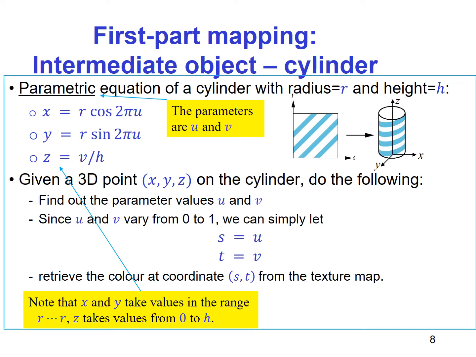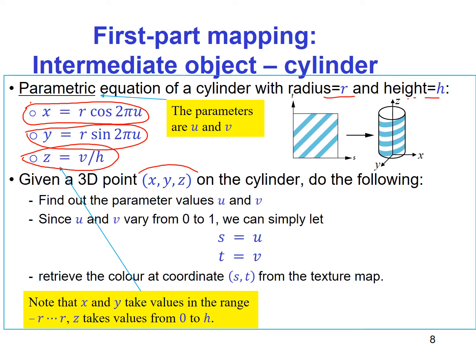This slide shows an implementation of the first part mapping. So we have a parametric equation of a cylinder with radius r and height h. The x, y, z can be written in terms of the uv parameters as follows. x is equal to r cos 2πu, y is also a function of u, r sin 2πu, and z is a function of v only. So given a 3D point x, y, z on the cylinder, we do the following.